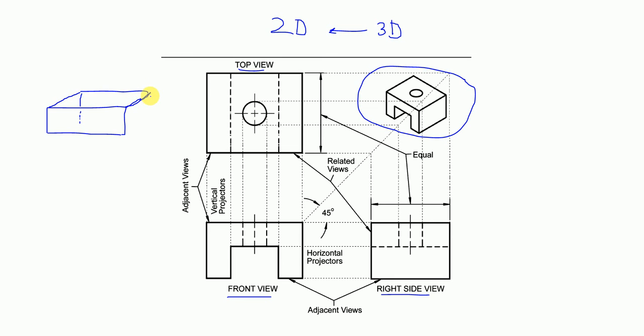Should be straight. Okay, doesn't matter. Can I see this? Yeah, I can see this. Can I see this one's edge? No. So what I'll do? Hidden. Okay, this is a 3D object. Remember this.